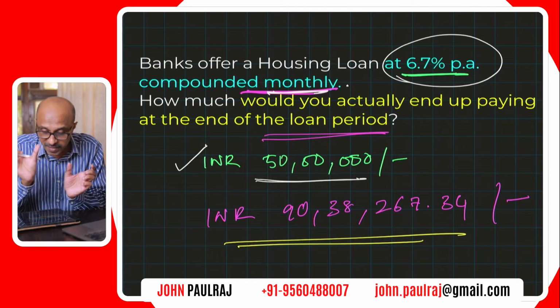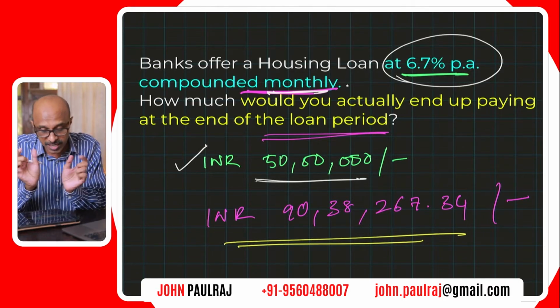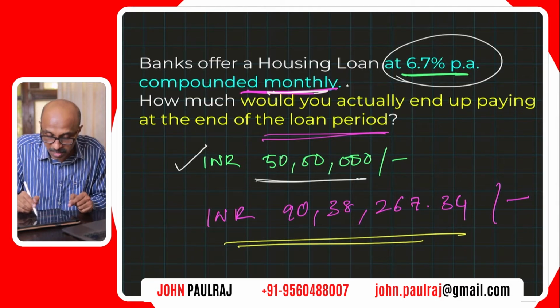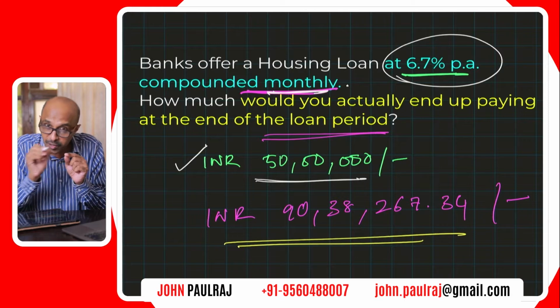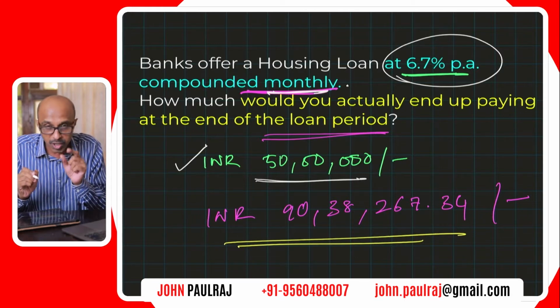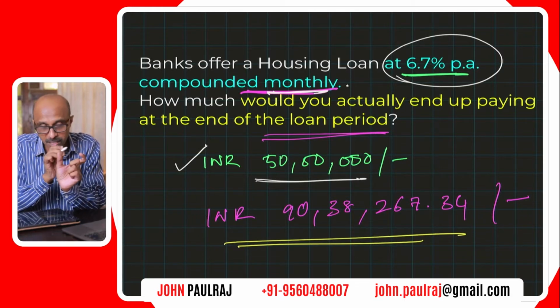So when you're paying back that 50 lakhs, you're paying back the 50 lakhs that you borrowed and the interest that's applicable, 6.7% per annum compounded monthly. So the table actually gives you a division. You can see on the table how much of those equal installments per month you're going to pay.